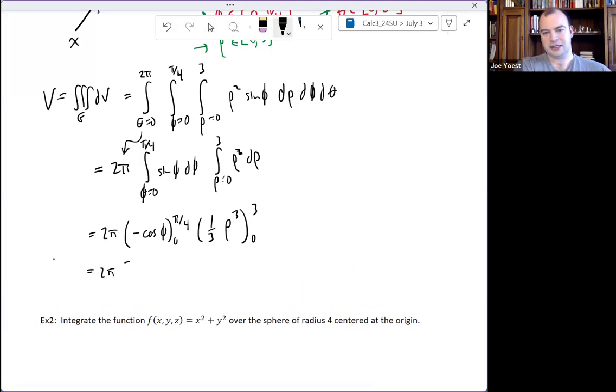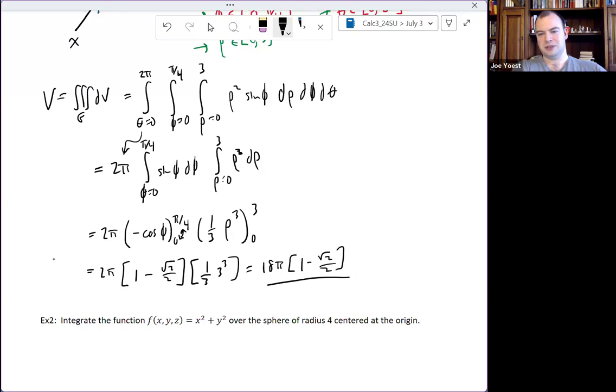This gives me 2 pi times, and I can switch my bounds of integration and get rid of the negative. So I get cos of 0 is 1, minus cos of pi over 4 is root 2 over 2. Pi over 4, 45 degrees, that's where cosine and sine are equal. And then times 1/3 times 3 cubed minus 0. This gives me 3 squared is 9 times 2 pi is 18 pi times 1 minus root 2 over 2. And that's my answer.